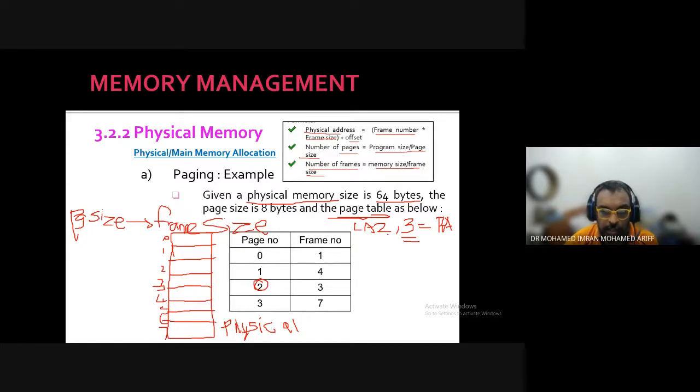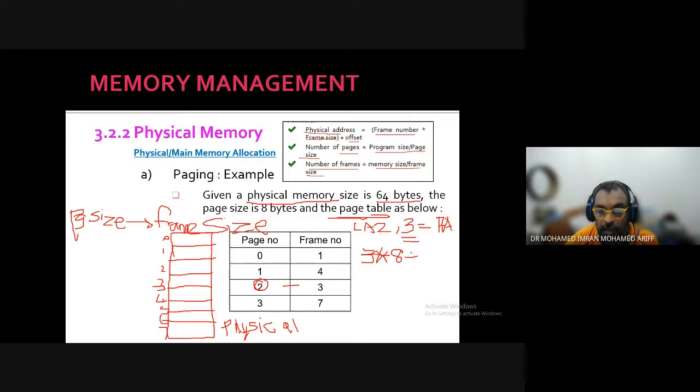So 2 is the logical address 23. 2 is your page number. So this page number is frame 3. Okay, write down frame 3. So it says frame number, right? Write down frame number, multiply by frame size. What is frame size? Look at this formula: page size equals frame size. Page size is 8, so frame size also is 8.